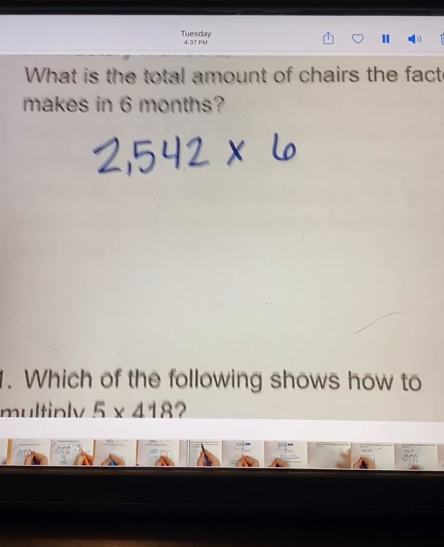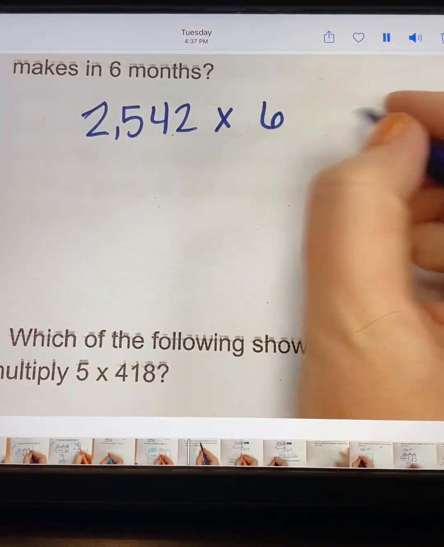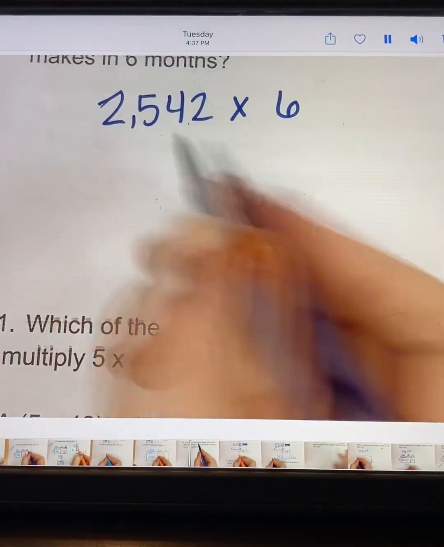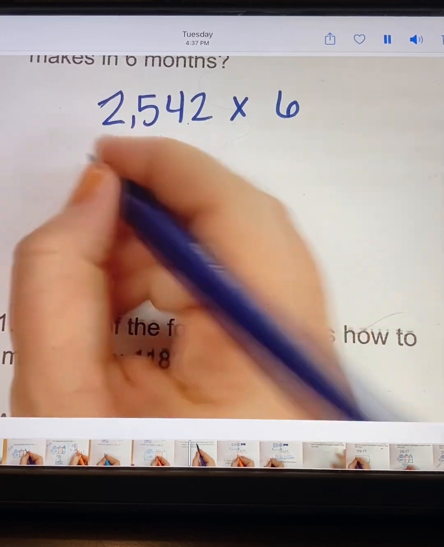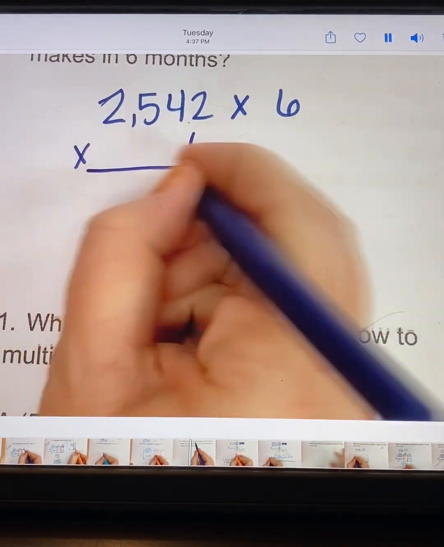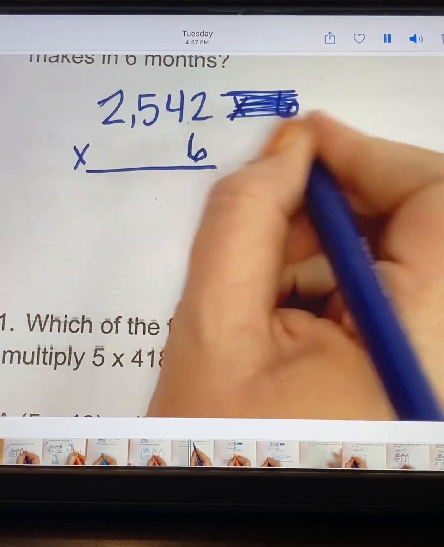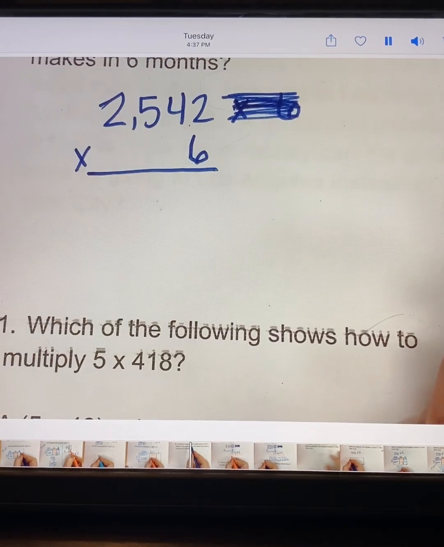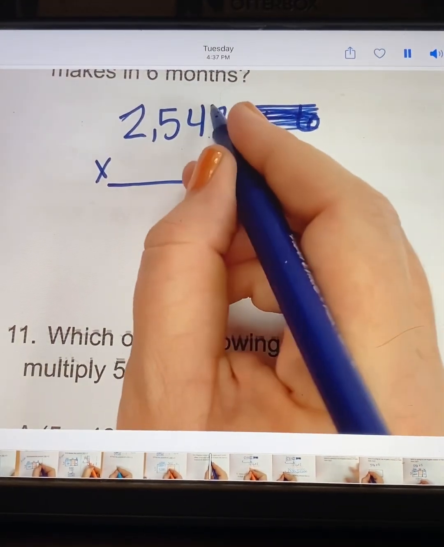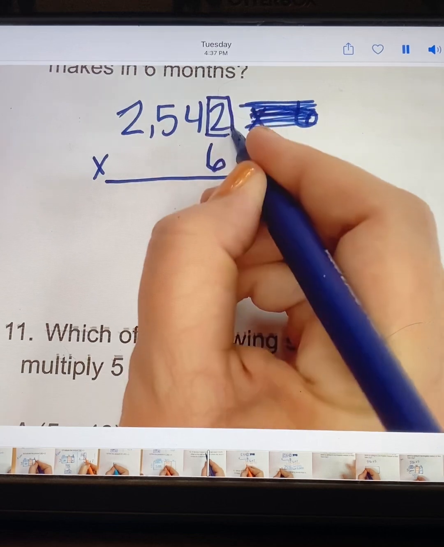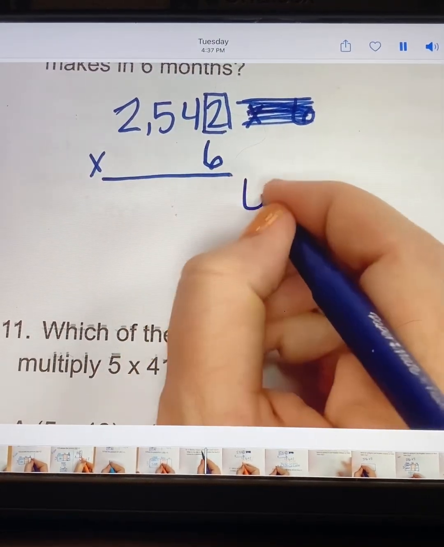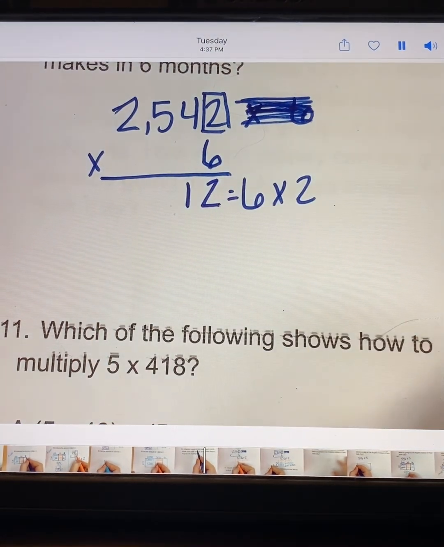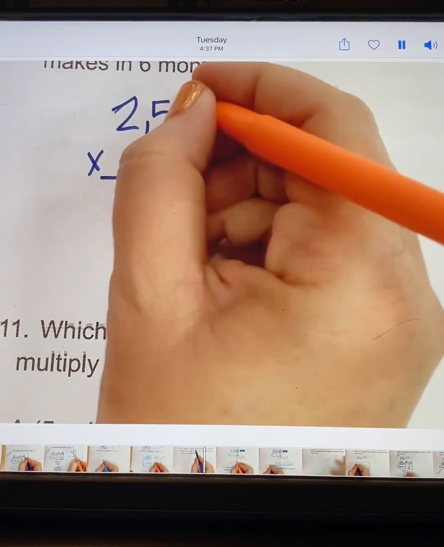So we'll do this one different than we did the other. I'm going to set it up just like the standard algorithm. I'm just going to move my times 6 right here, and I'm going to mark this out so it doesn't confuse anybody. Okay? So here's my partial product multiplication. I'm going to start with my ones place. So I'm going to multiply my 6 times 2. So 6 times 2 gives me 12.